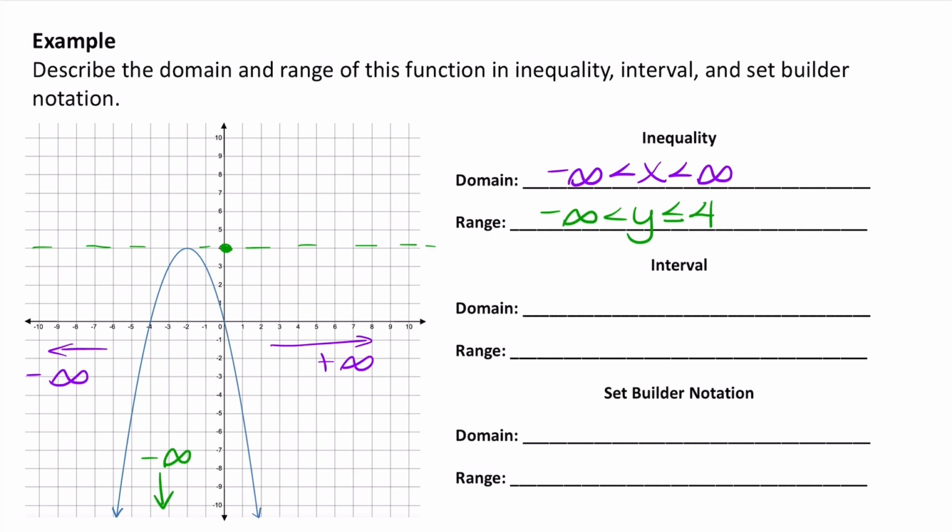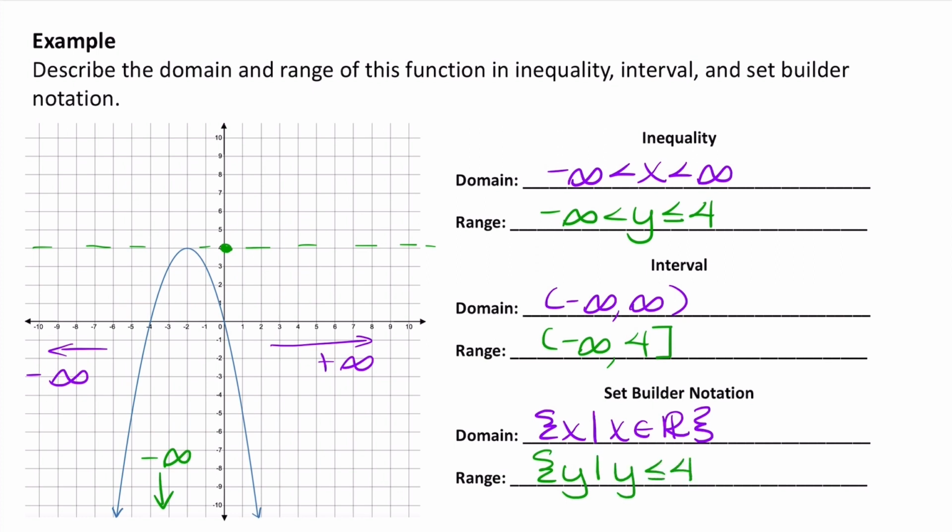So if we describe these inequalities as intervals, we're going to say the domain goes from negative infinity to positive infinity. And we're going to say the range goes from negative infinity to 4. And we're going to put a square bracket at 4, right? Because it's included. So in set builder notation, the domain is once again all real numbers, right? So we're going to say this is all x such that x is an element of real numbers. And then we're going to say the range is y such that y is less than or equal to 4.